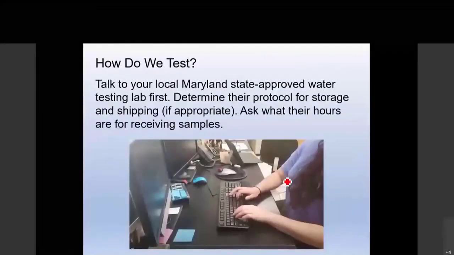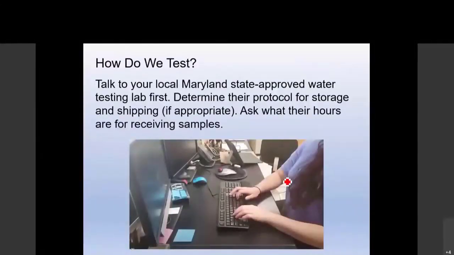So how do we test? The first thing you probably want to do is talk to your Maryland State approved water testing lab. They're going to have protocol for storage, for shipping if it's appropriate. You're going to want to know what hours they're open, and even more importantly, what hours they're receiving. Some of your local water labs may be a satellite facility, and it may not accept samples after 2 o'clock. So these are things that you want to ask them.